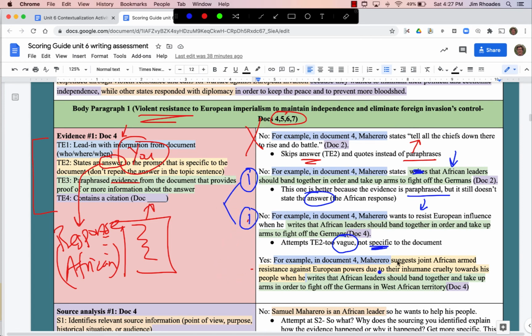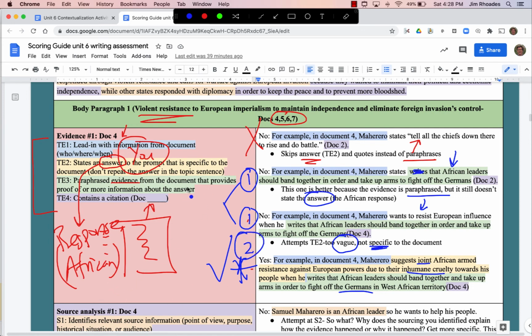And here's my better example. So my answer, see how it's yellow here, suggests joint African armed resistance against European powers. So joint is one thing that's specific to this document, due to their inhumane cruelty towards his people, when he writes that African leadership band together and take up arms. This one is better, and that would get full credit. And if we do that for every document, we can get 2 evidence points.